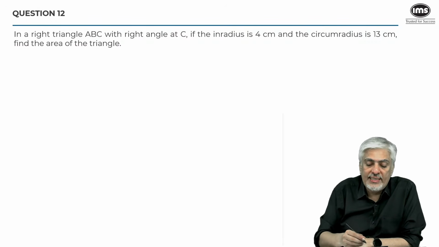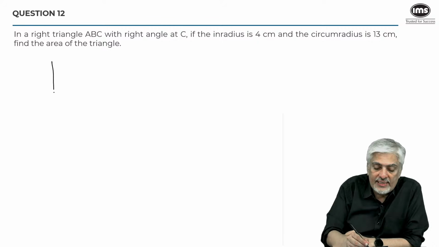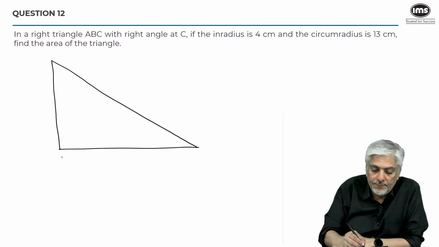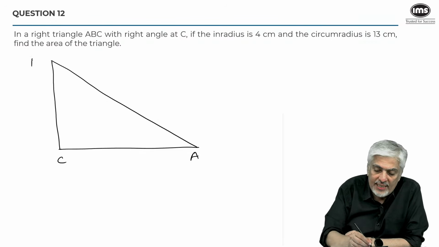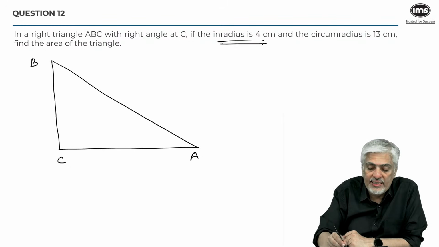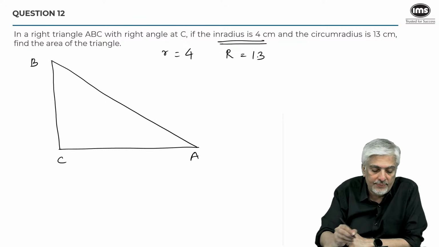Let's solve it. In a right angle triangle with right angle at C, they have told us. So C is 90. Let's say this is A and this is B. What have they asked us? They have told us the inradius small r is 4 and the circumradius capital R is 13.